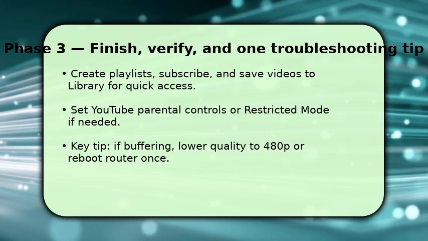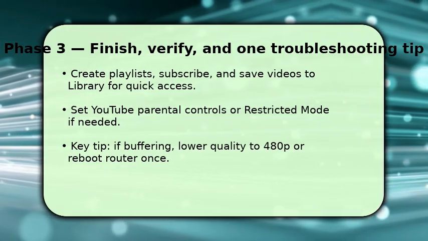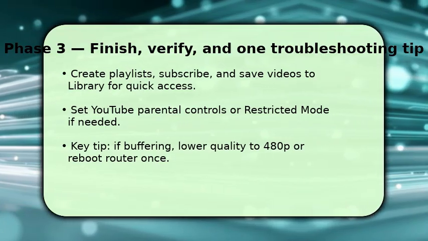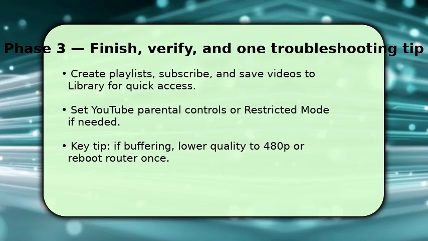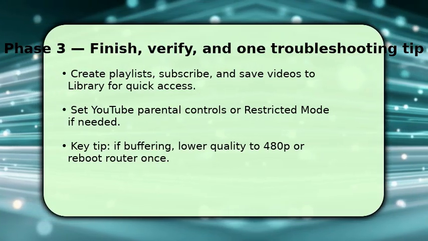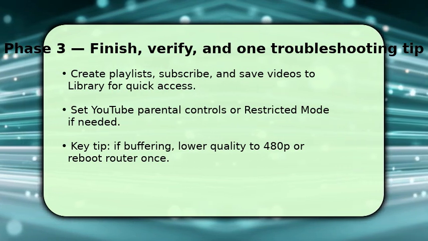For one key troubleshooting tip, if you see persistent buffering, lower playback quality to 480p, pause to allow buffering, or reboot the Jio Fiber router once. This clears temporary faults and often restores full speeds. If problems persist, contact Jio support with your account and router model details.